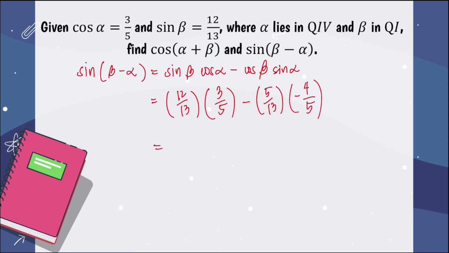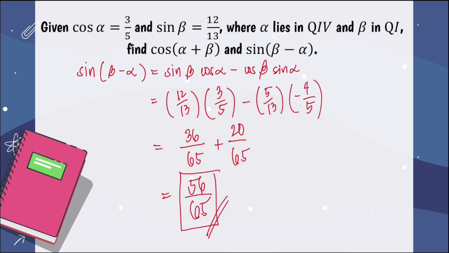And then just simplify: 36 over 65. So then this will be plus 20 over 65 as well. So if you add the numerators, that will be 56 over 65. So this is now the value of our sine of beta minus alpha. So that's how you do it with the sum and difference identity.